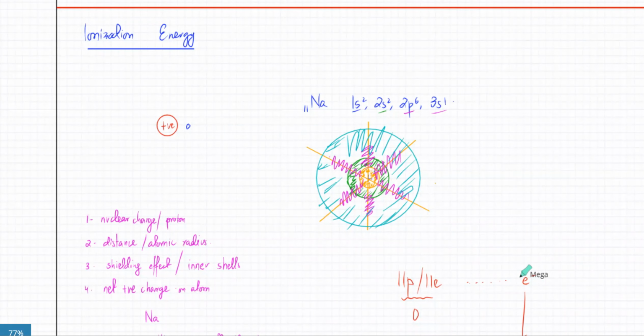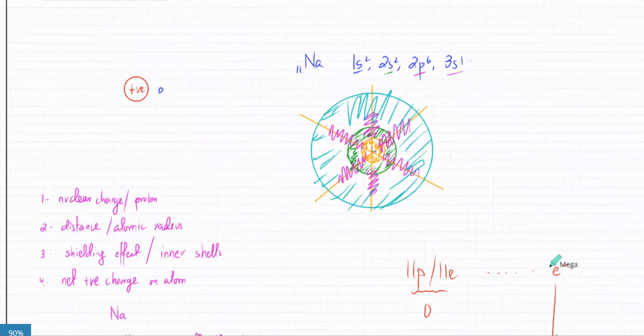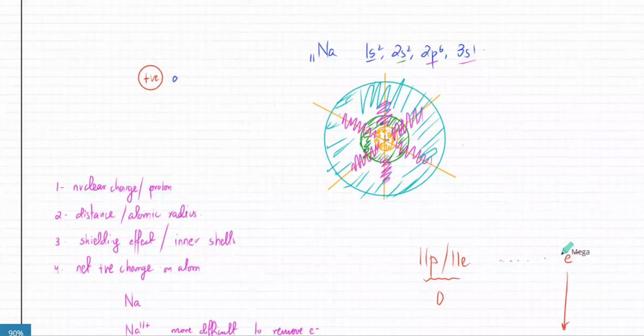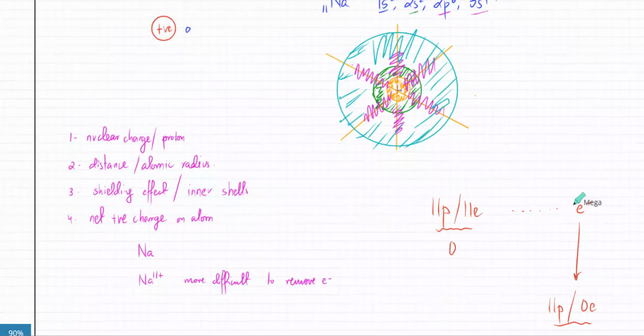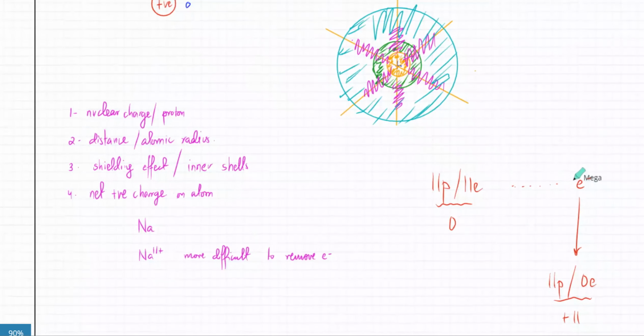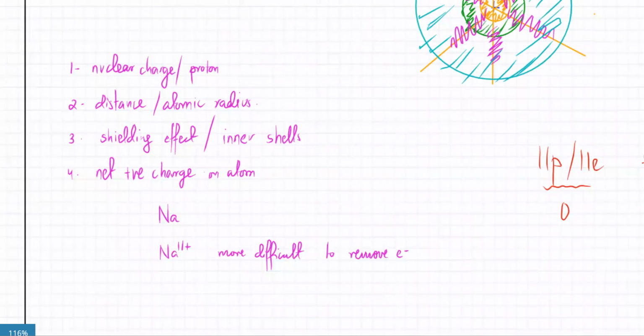So we're going to try and finish this. Now we had started talking about how difficult or easy it is going to be to remove electrons from an atom, which is ionization energy. And we had discussed the first four factors which affect the ionization energies, and those were, you had your number of protons.